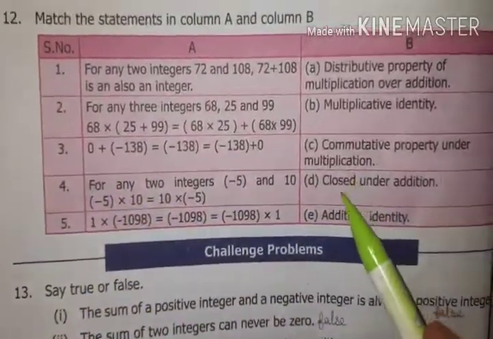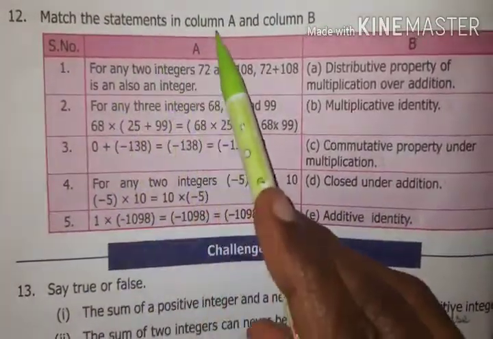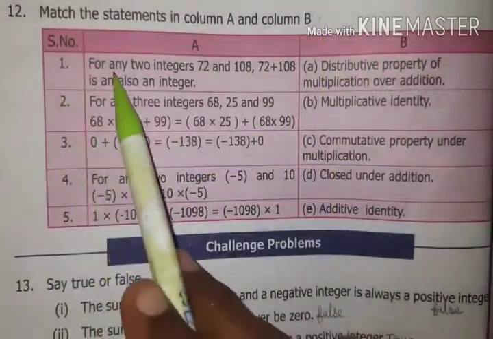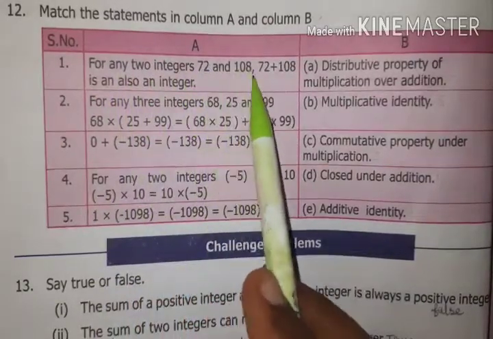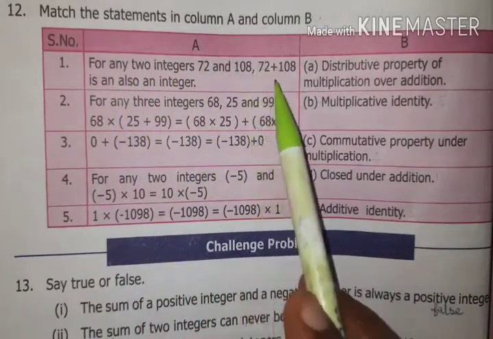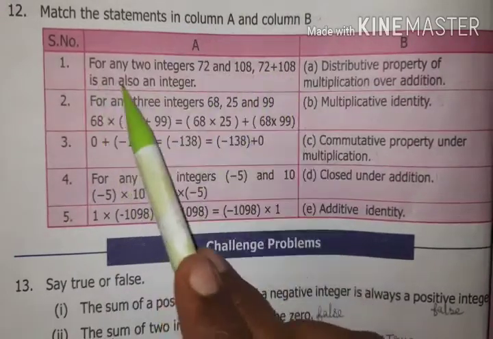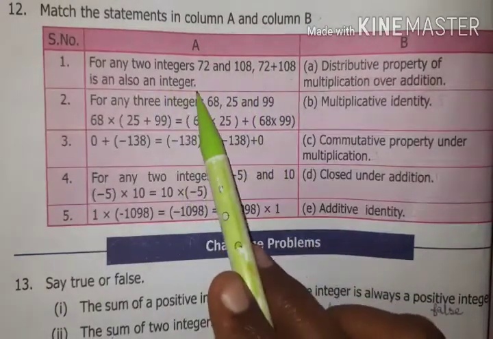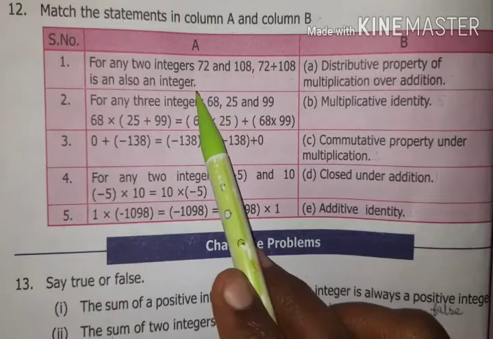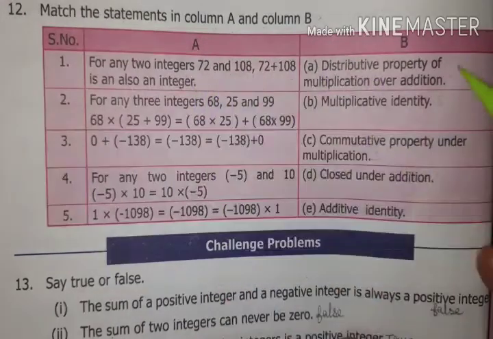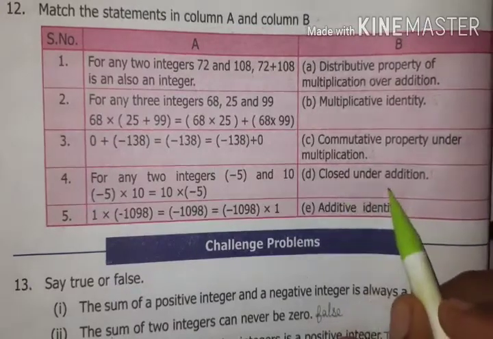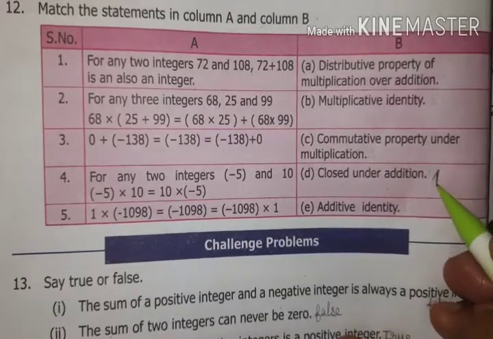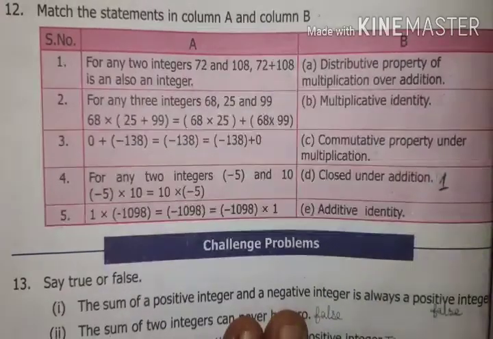Twelfth question. Match the statements in column A and column B. First question. For any two integers 72 and 108, 72 plus 108 is also an integer. Two integers add, we get another integer. First property, closure property. So here the option is closed under addition. First one answer is D.